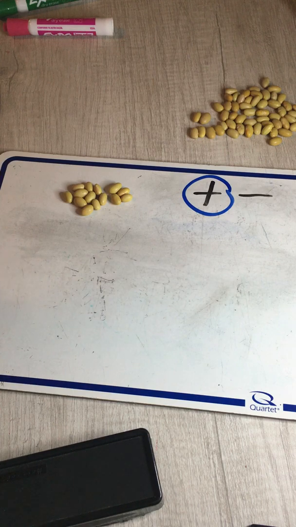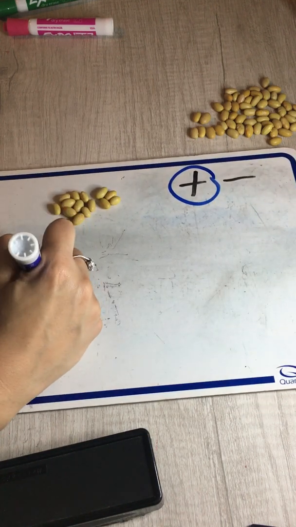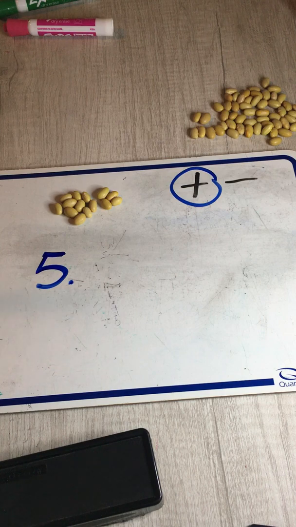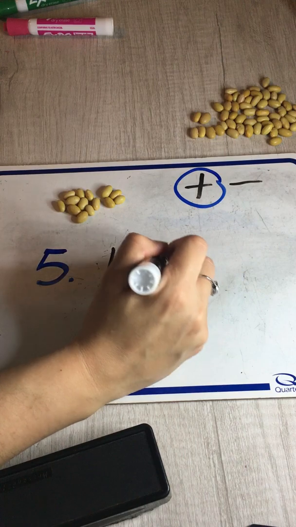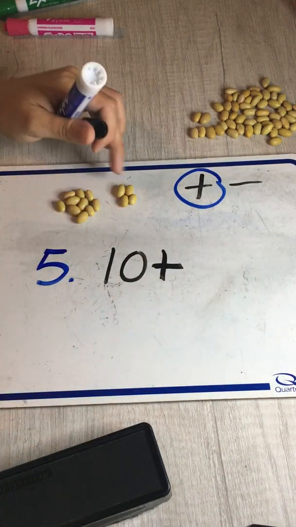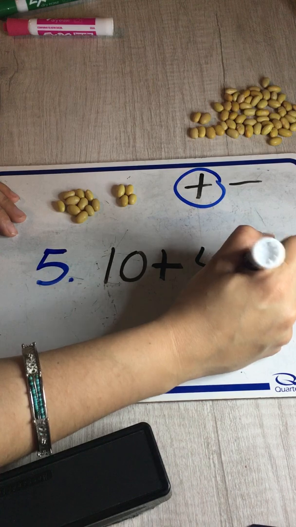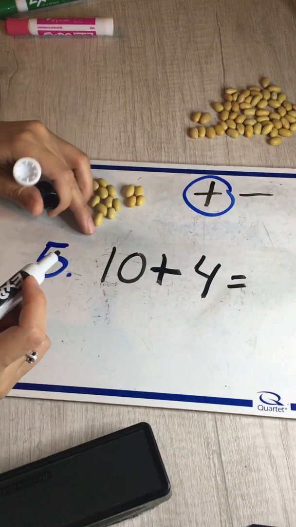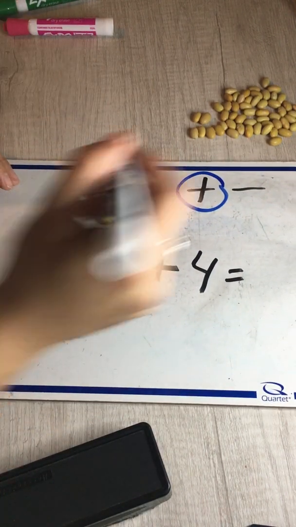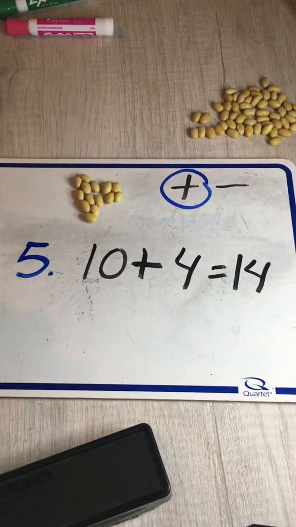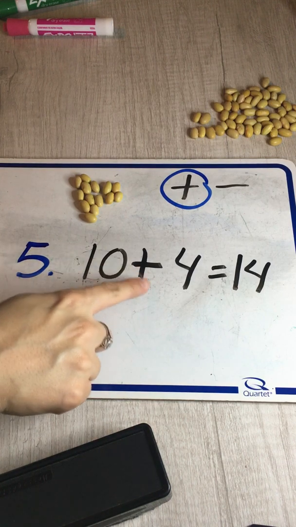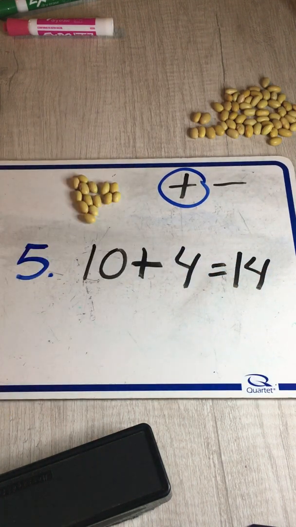And so now let's write this addition story. And this is number 5. Okay. And so how many beans did Luis have to begin with? How many did he have in the beginning? He had 10. Okay. And then we added, so we're going to use the plus sign. How many more? 4. And it equals how many altogether? How many beans did he have altogether? 14. Okay. So then there's our addition sentence. 10 plus 4 equals 14.